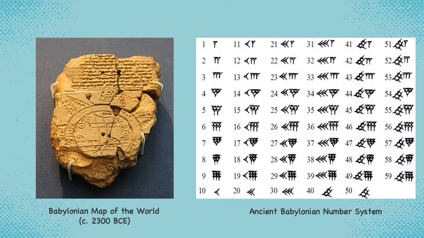The Babylonians also used a numerical system with 60 as its base. This is now known as the sexagesimal number system. From this, we derive the modern-day usage of 60 seconds in a minute, 60 minutes in an hour, and 360 degrees in a circle.